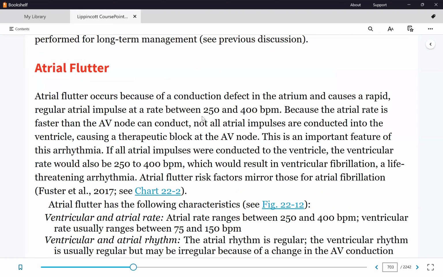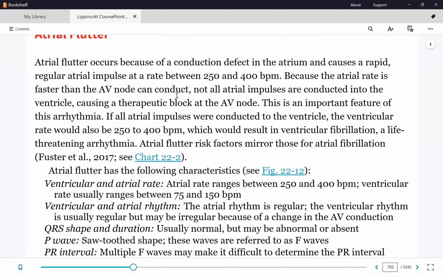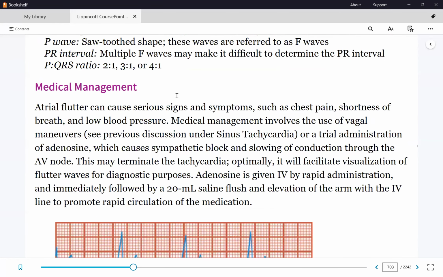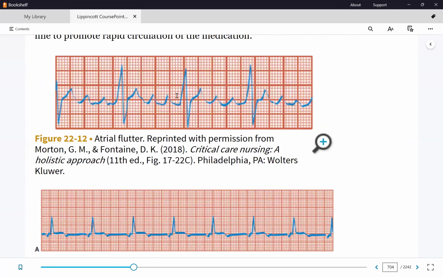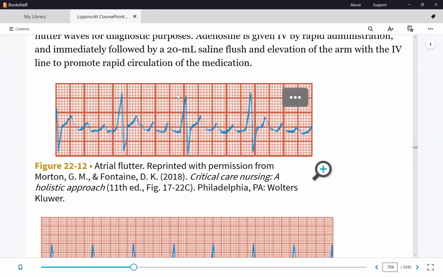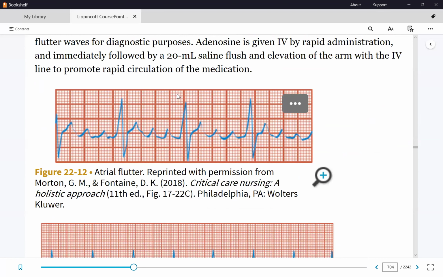Any question on AFib? Okay, let's do A-flutter and we'll take a short break. A-flutter is quick because it's the same thing, it just looks different. Comparing AFib with atrial flutter, look at figure 22-12. Does it look better? Actually, it looks more organized compared to the AFib. AFib is very irregular.